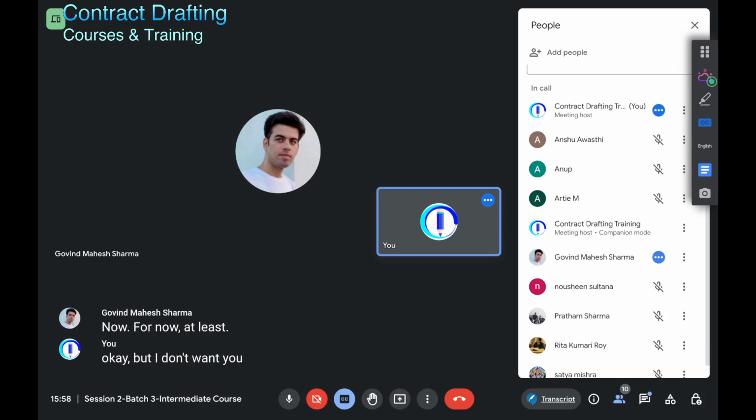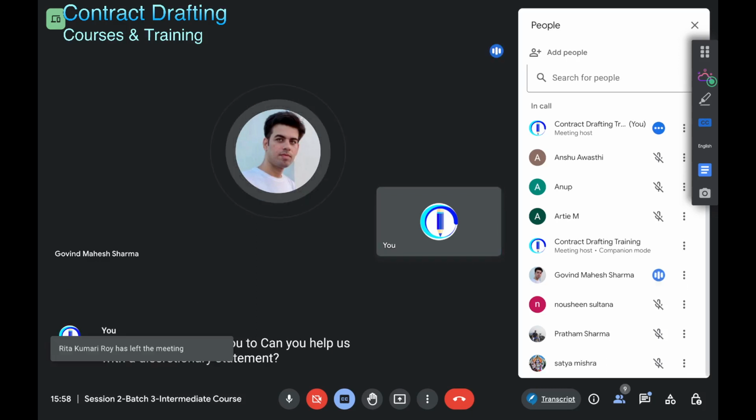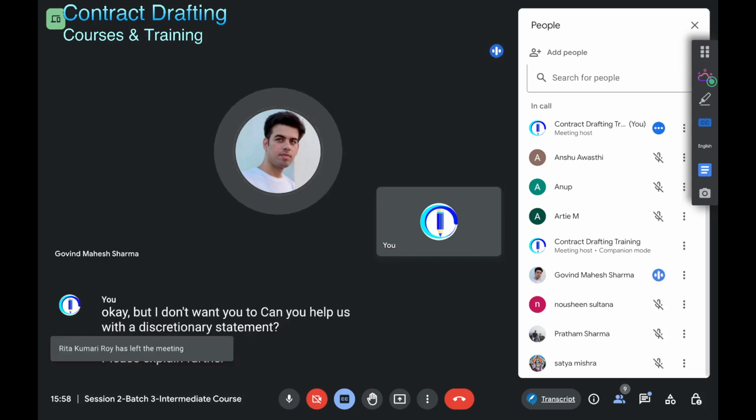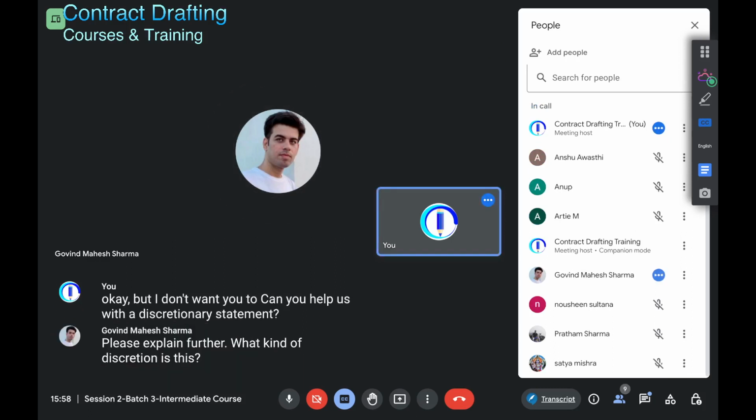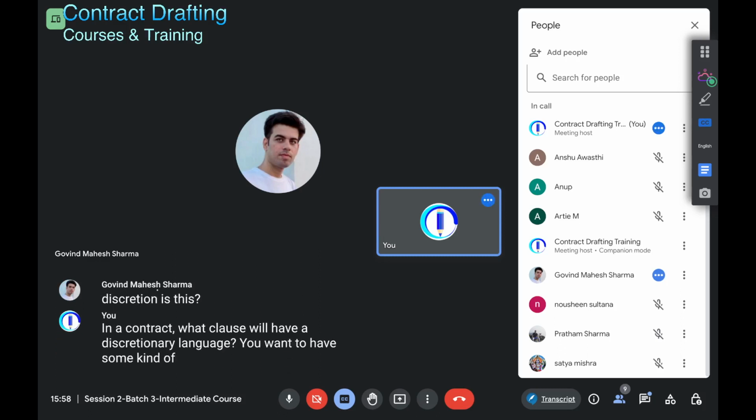Can you help us with a discretionary statement? Please explain further what kind of discretion this is. In a contract, what clause will have discretionary language? You want to have some kind of discretion. So which type of clause do you think will have a discretion?